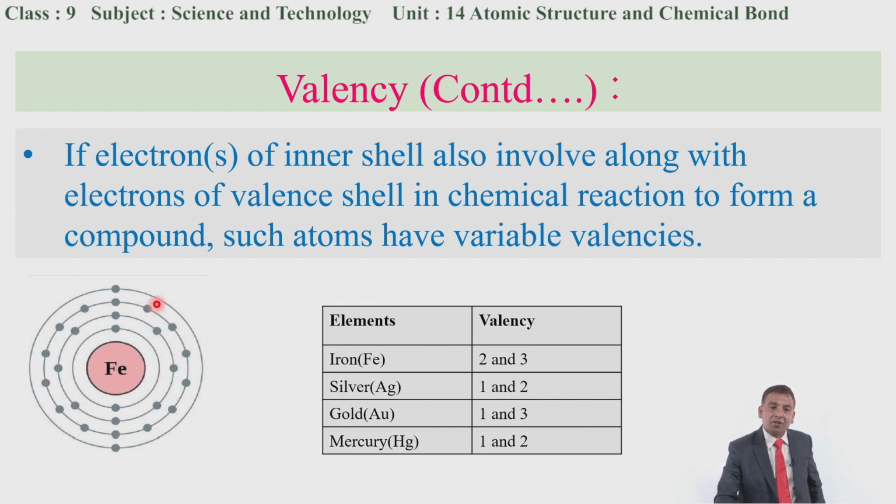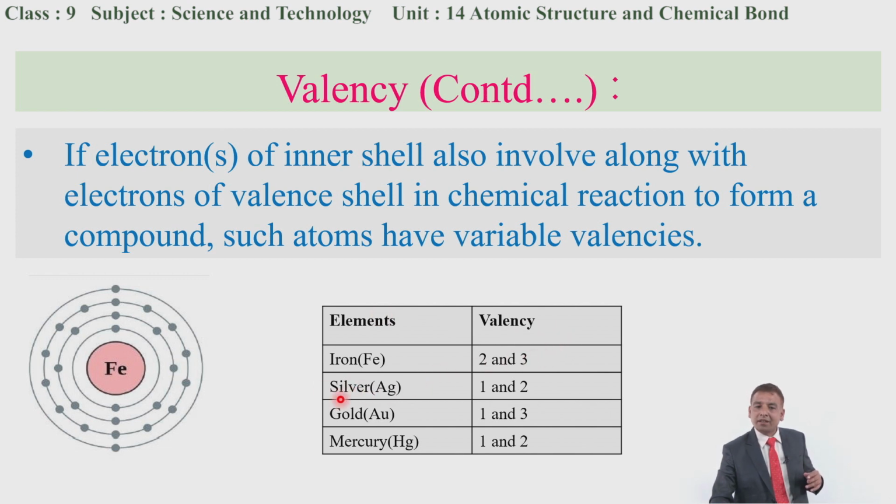As I just said, if these 2 electrons are lost, then iron shows valency 2. But if the electron of this inner orbit is also lost, then it shows valency 3, because altogether 3 electrons are lost from this atom of iron. In this sense, the valency of iron is considered 2 and 3.